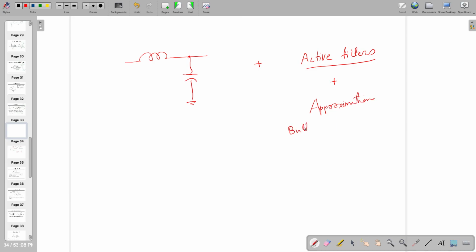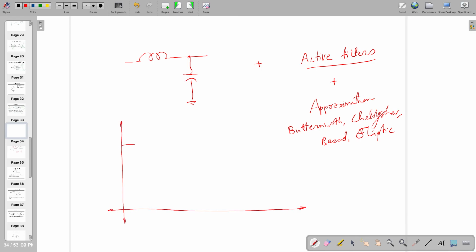Those are Butterworth, Chebyshev, Bessel, elliptic, many are there. Don't worry, this is not part of our course, but if you know this, these are defined by only one thing.